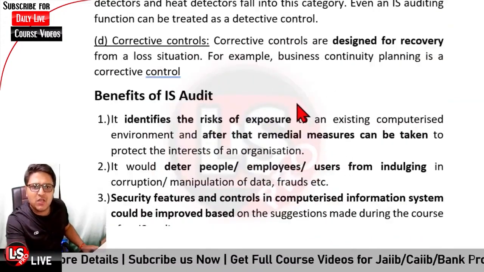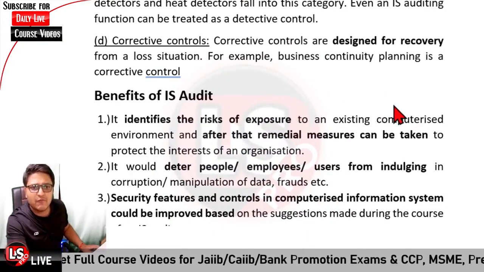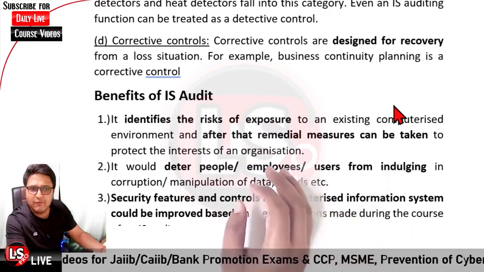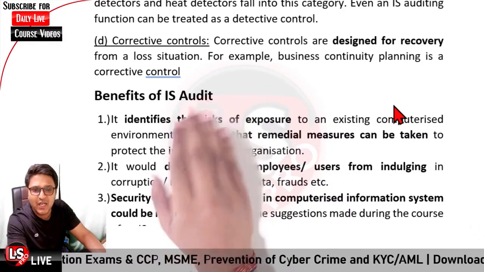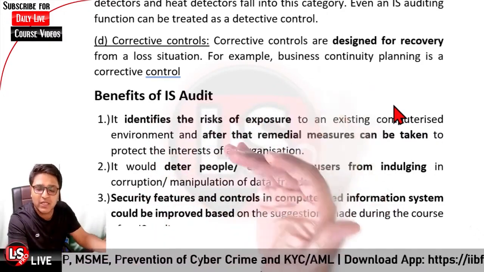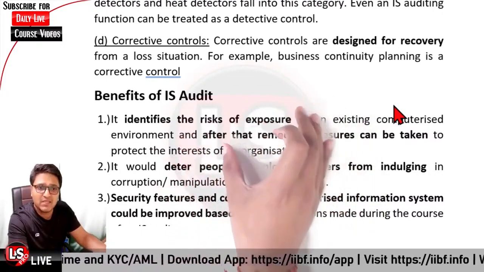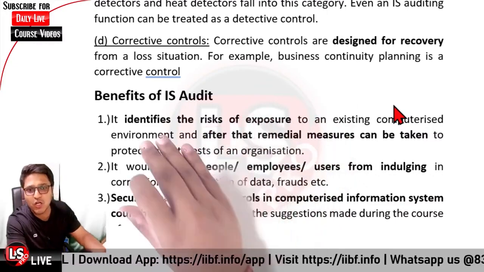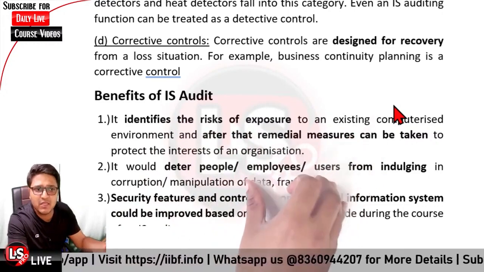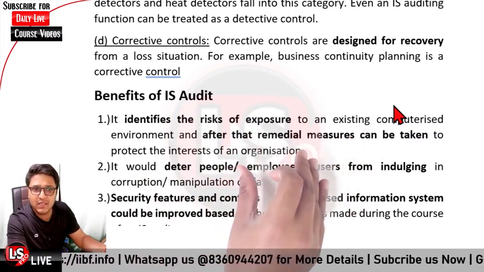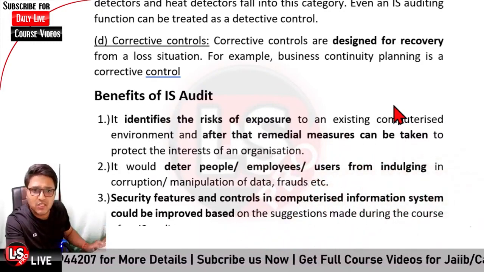Then it is regarding the benefits of IS control. What are the benefits of IS control? First of all, it identifies the risks of exposure. What is IS audit basically? It is about whether the information system is working as per its capability, and whether the particular policies and procedures available are being followed or not. So we identify the risk of exposures available in the computer environment, and after that remedial measures can be taken to protect the interest of the organization. That is the first benefit.